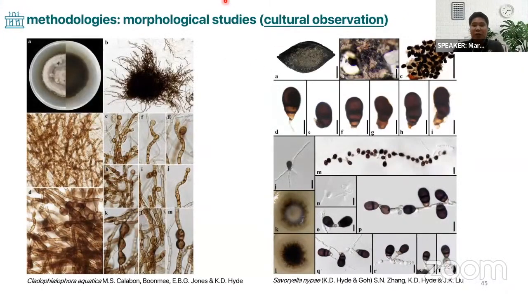So these are the cultural observations. When we say cultural observation, we observe them from the culture. These are the chlamydospores. This is a new species, Cladophila aquatica, that we introduced. And this is a new host record, Sauriella nipae. You can see in the culture here the cultural micro characters. It's quite the same, but you can see the different stages from mature to immature. See, they become hyaline, then dark brown at the end, pigmented already.